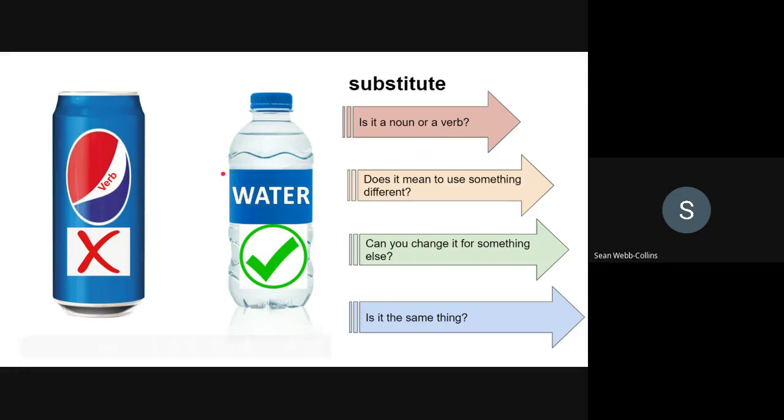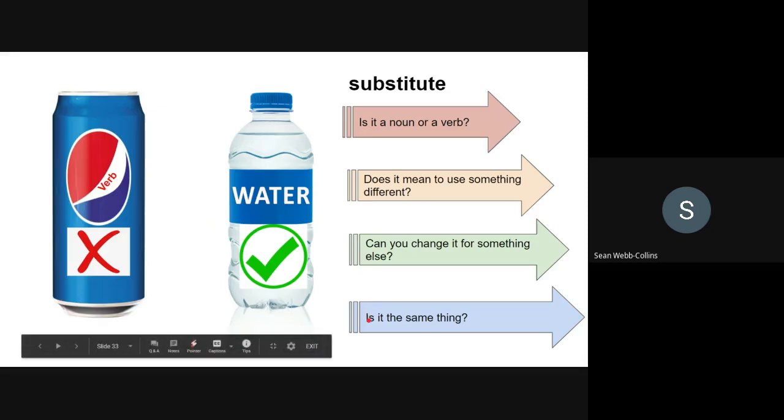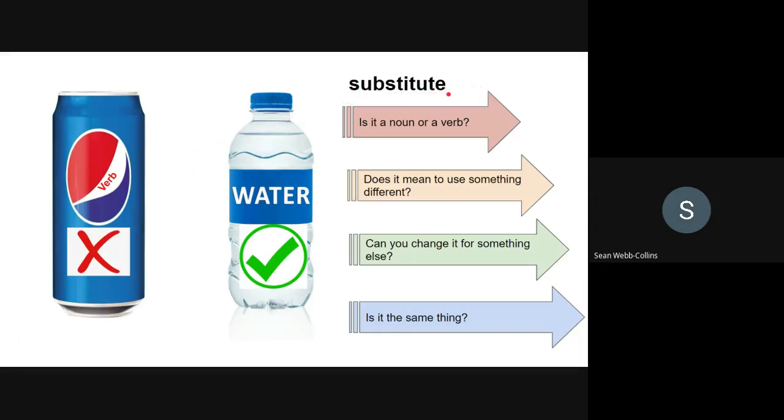In football, a player comes off the field and a player goes on. A substitute, you are substituting a player and bringing on a different one. You're changing a player. The fourth question, is it the same thing? No. So if you substitute something, you are changing it. You're using something different.